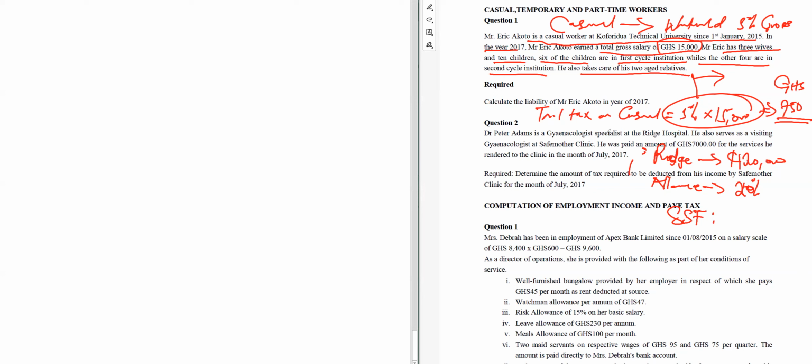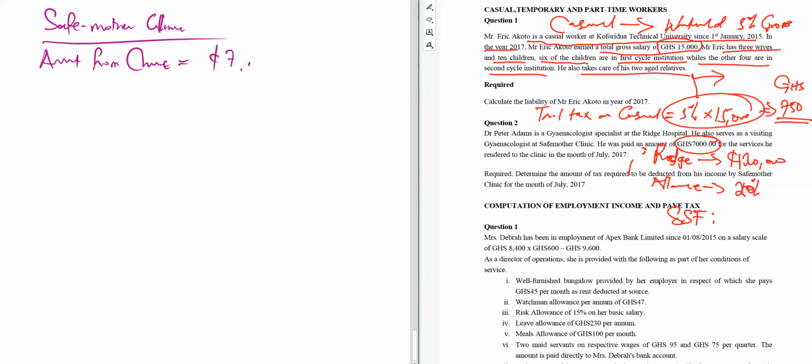Now, you know that he works part-time at Safe Mother Clinic, which is 7,000. Meaning that what will happen? We will withhold. So let's look at Safe Mother Clinic, which is the galamsey he's doing. At Safe Mother Clinic, we are going to withhold. How much was he paid? The amount received from the clinic was 7,000.